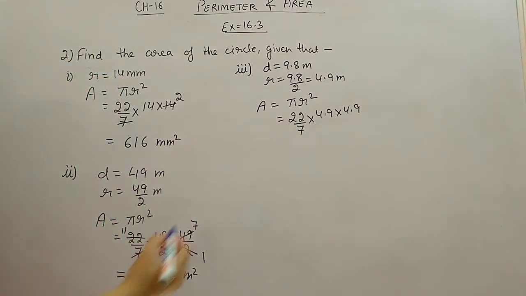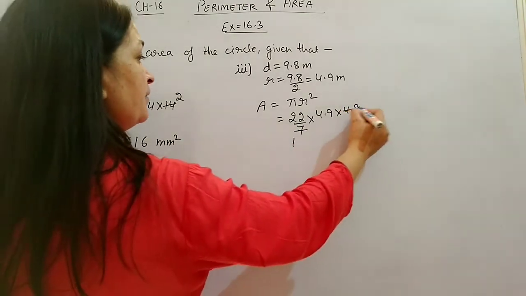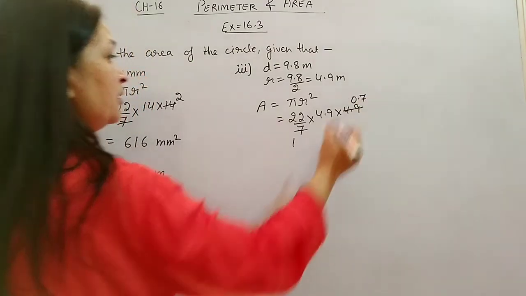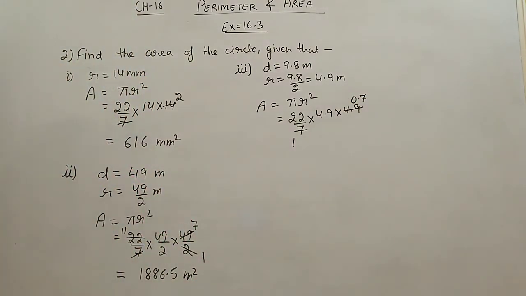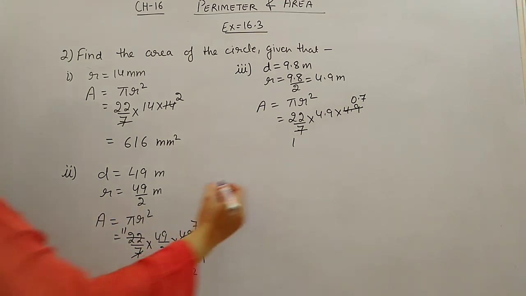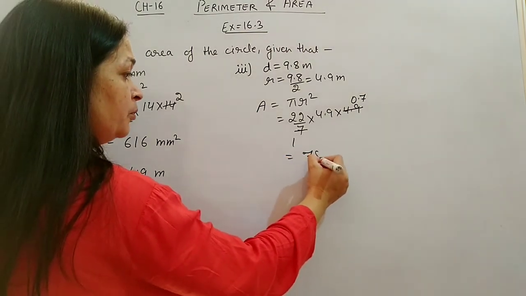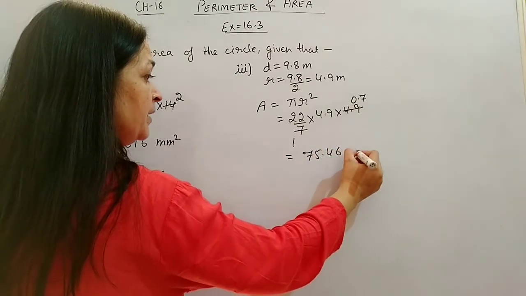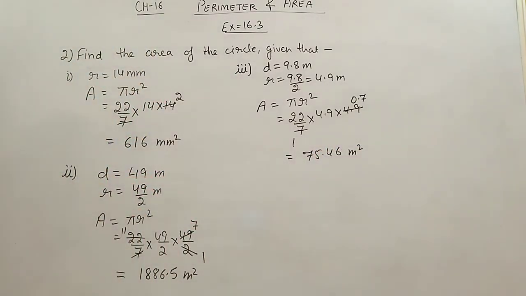Cancel with the 7 table, 7 1s are 7, and 7 7s are 49. Then you have to multiply these numbers. You will get 75.46 meter square.